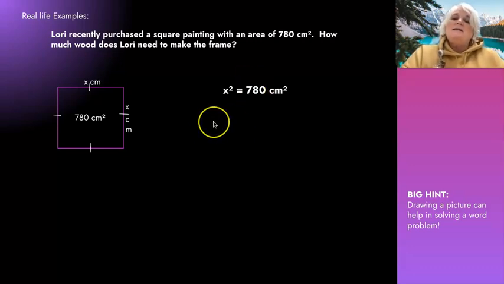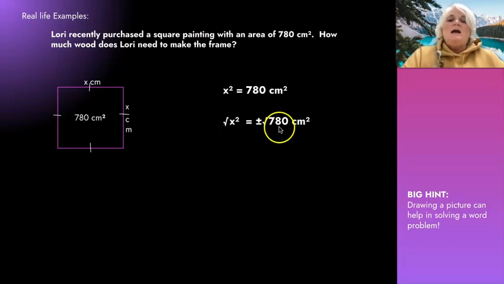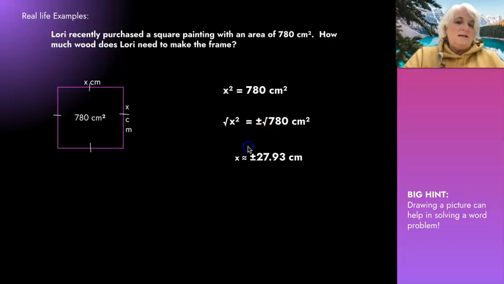Okay, I take the square root of 780 centimeters squared. Now, you should be able to do that on the calculator. You're taking 780 and square rooting it. I came up with, and now this is plus or minus because I'm taking the square root, so I get a positive or a negative, about 27.93, or 27 and 93 hundredths centimeters.